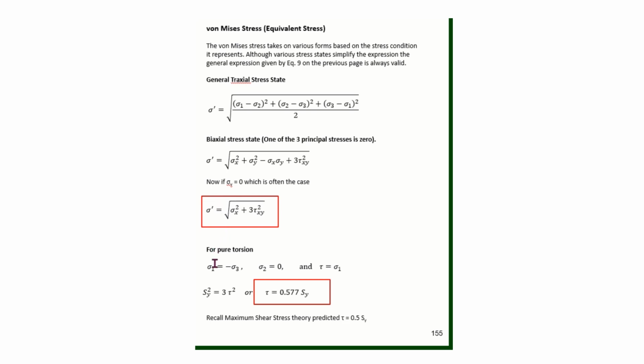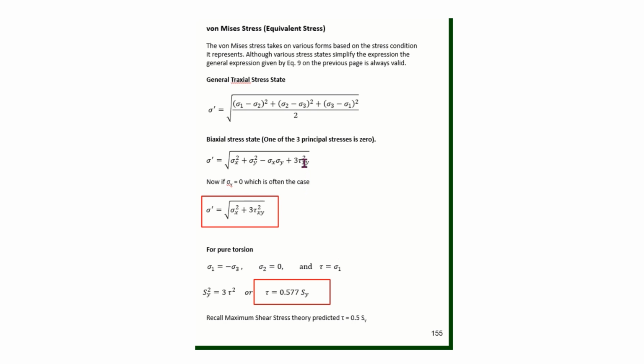For pure torsion, we have the case where sigma 1 equals sigma 3 and sigma 2 is equal to 0 and tau is equal to sigma 1. And in that case, we can see that this reduces to tau is equal to 0.577 SY. And recall for maximum normal or maximum shear stress, we had tau is equal to 0.5 SY.